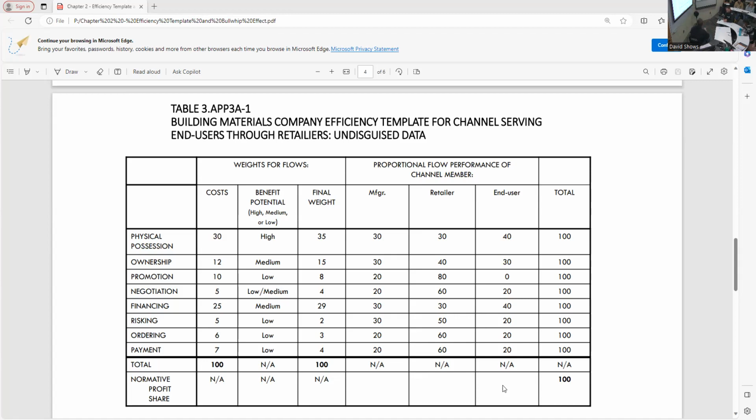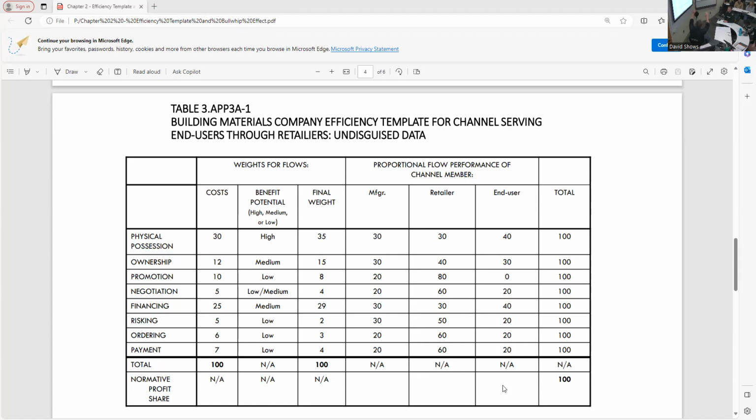So anyway, the manufacturer does 30% of the performance in this channel environment when it comes to physical possession. The retailer does 30% and the end user does 40%. Now I want you to think, all right?